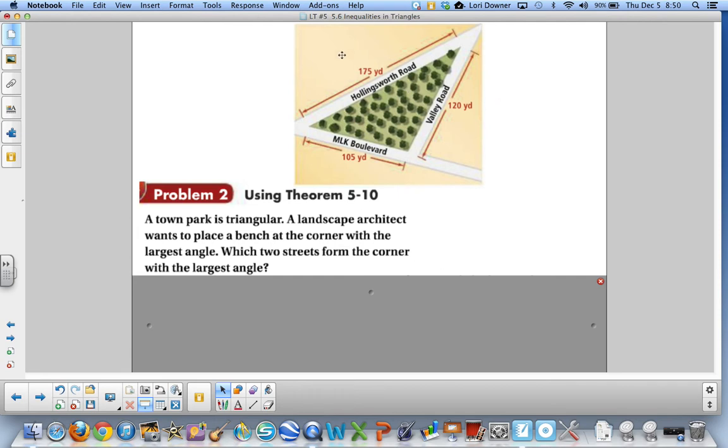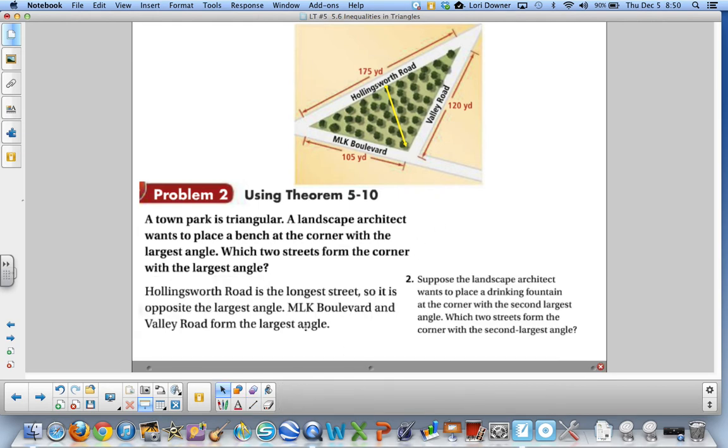Okay, we can see that of the three sides, 175 is the longest side. So the angle that's the largest has to be opposite that. So we are looking here at this angle. So that tells me Hollingsworth Road is the longest street, so opposite, the largest angle is formed by MLK Boulevard and Valley Road, right here.